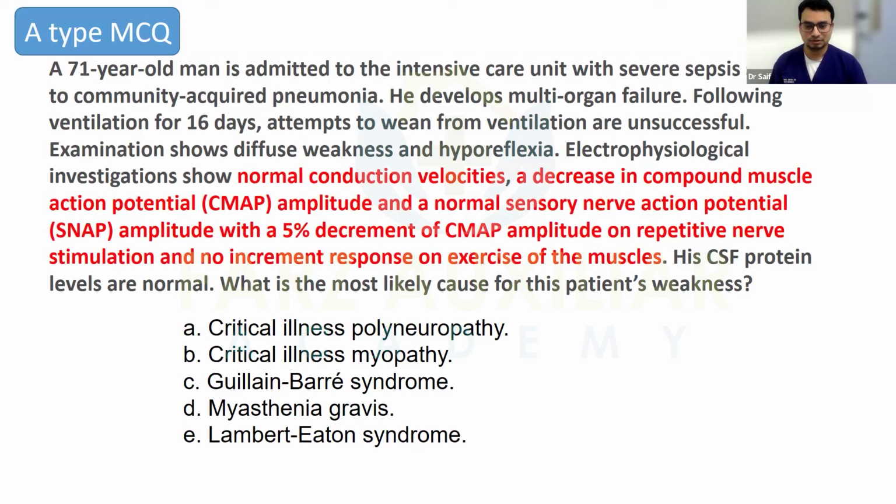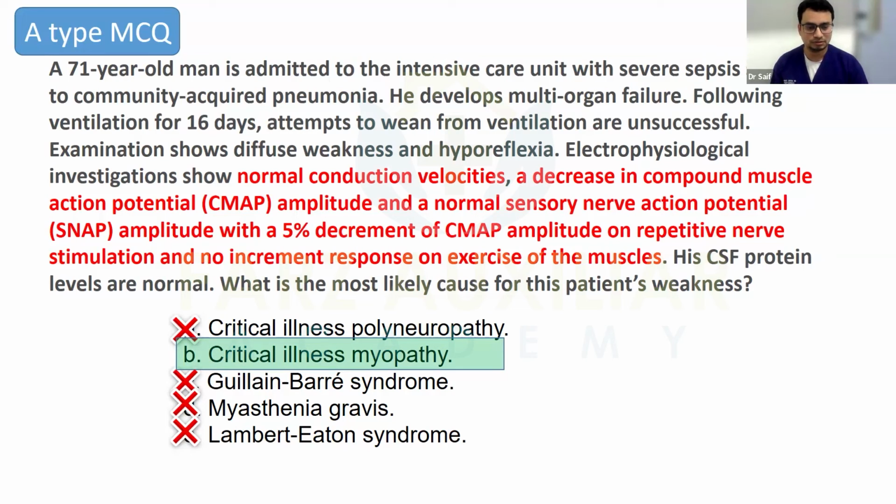We will rule out one by one. Guillain-Barré syndrome is not possible, because the sensory nerve action potential is normal. So it is not a possibility. Myasthenia gravis is also not possible. Lambert-Eaton syndrome is also a type of myasthenia, so it's also not possible. So critical illness myopathy is correct. How it is correct, we will come to know.